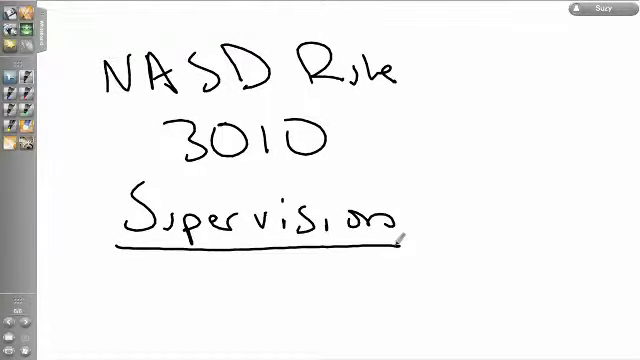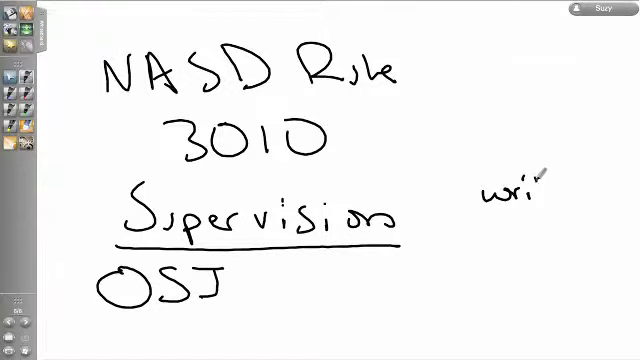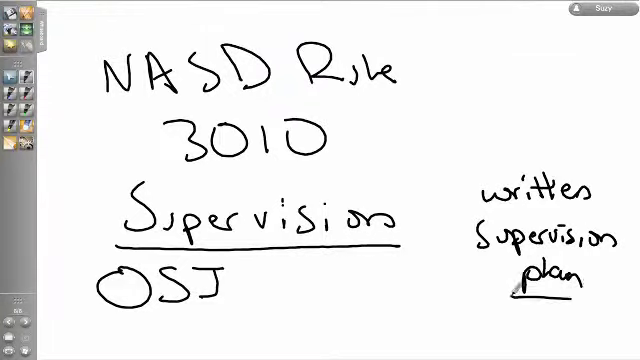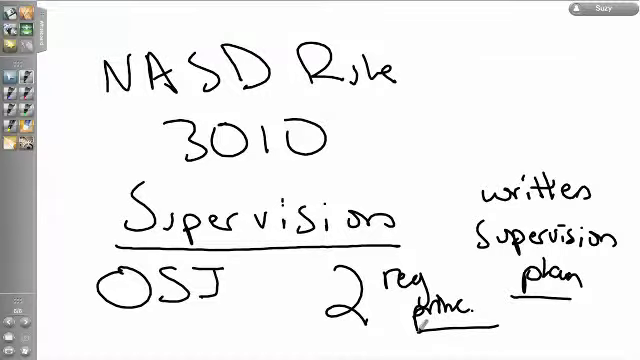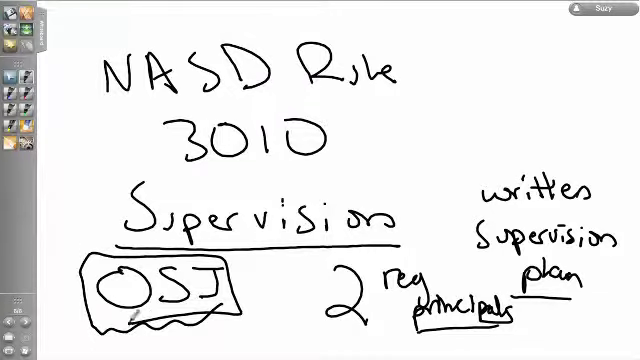So all firms must have an OSJ, Office of Supervisory Jurisdiction, at least one. They must have a written supervision plan. And how many registered reps? Not registered reps, how many principals? A minimum of 2 registered principals, unless the firm is functioning as a sole proprietorship, and then they can have 1. And the principals actually work here at the Office of Supervisory Jurisdiction. So there can be more than 1 OSJ, there just must be a minimum of 1.